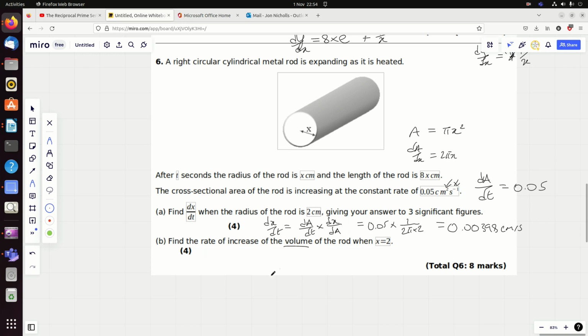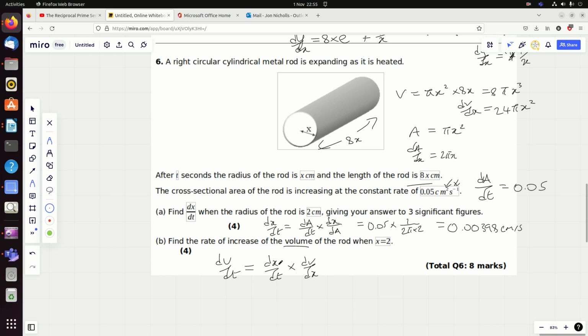As that's the length, next is to find the rate of increase of the volume. Okay, so we're looking for dV by dt this time. Now, we're dealing with volume here, and it did tell us the length of the rod is 8x. And so the volume of that is pi x squared times 8x, which is obviously 8 pi x cubed if you like. And so dV by dx, you always have to differentiate these things, is 24 pi x squared. And so we're looking for dV by dt. Probably a really easy way to do it would be dx by dt multiplied by what you've just worked out up here, dV by dx.